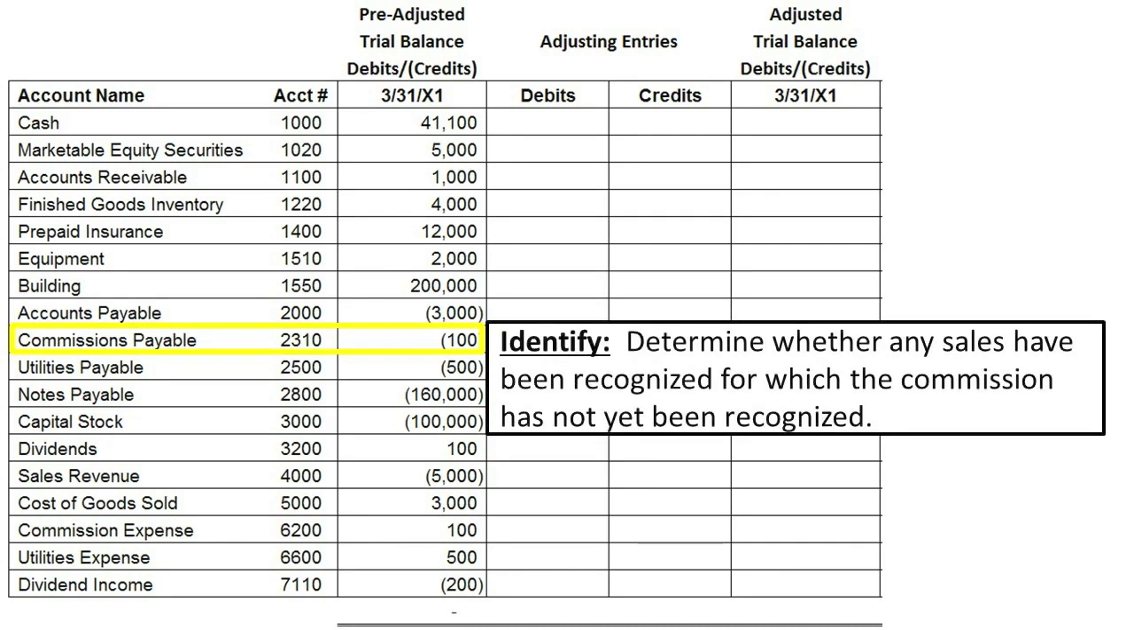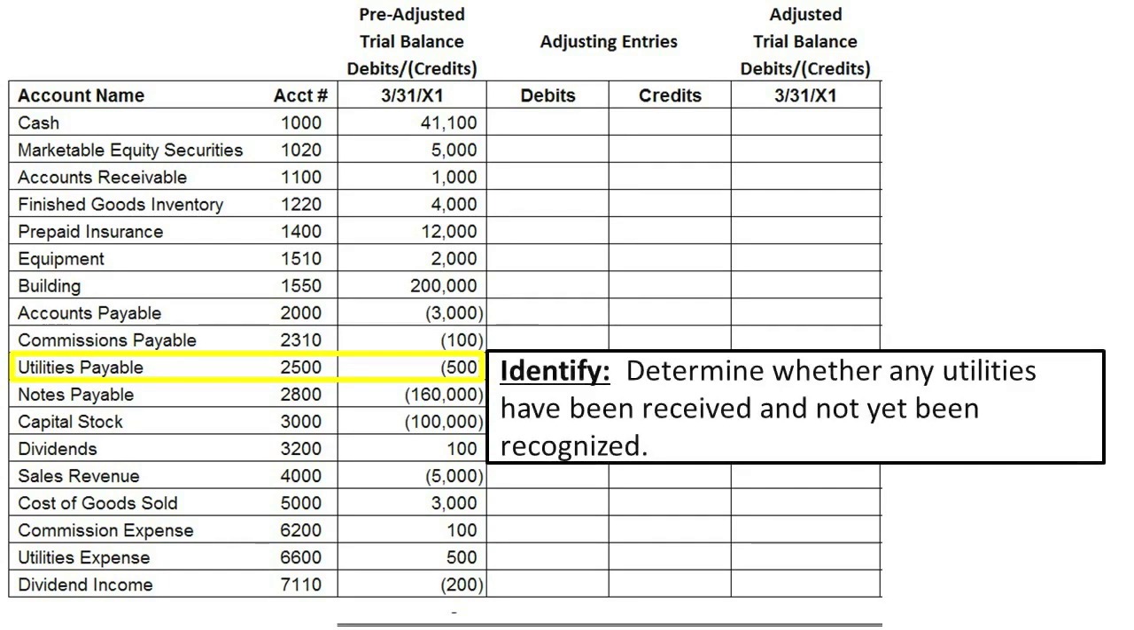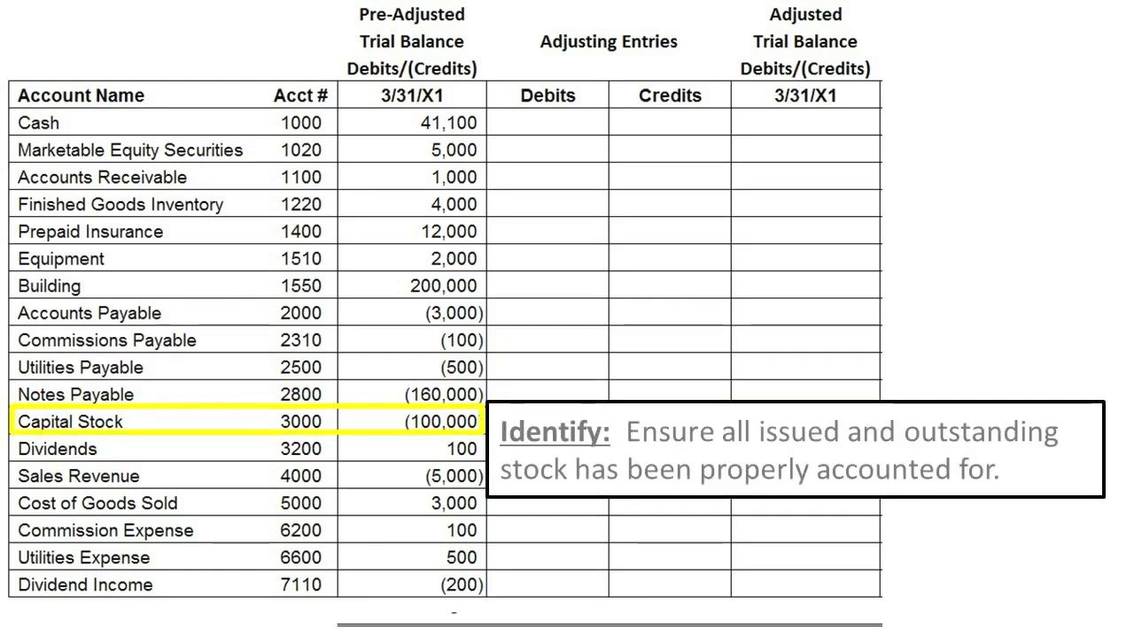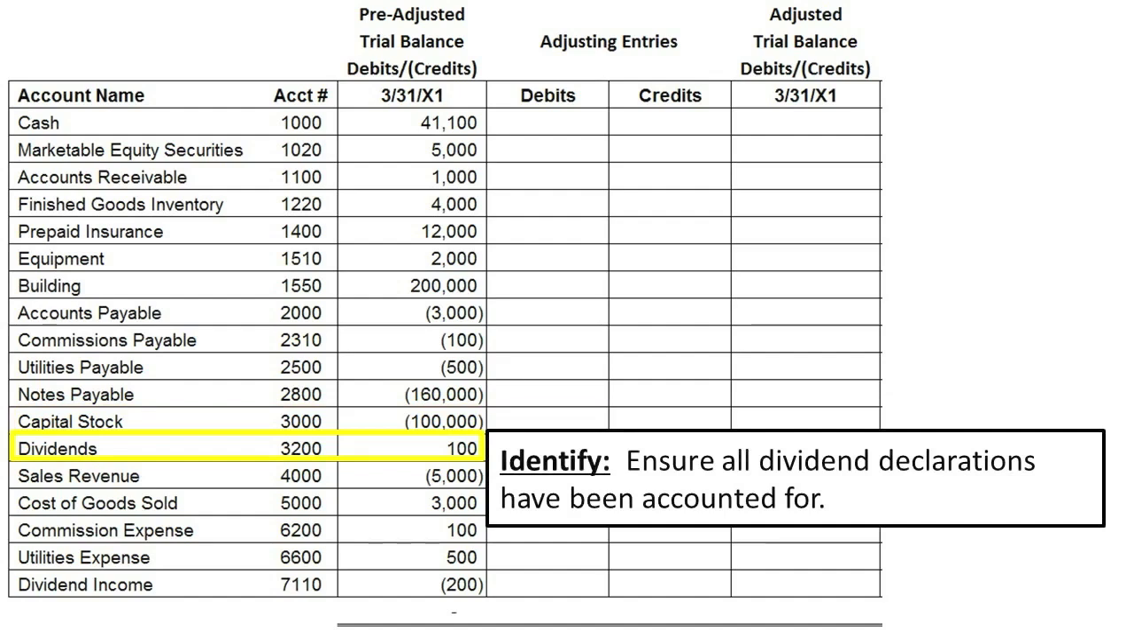Commissions payable. Determine whether any sales have been recognized for which the commission has not yet been recognized. Utilities payable. Determine whether any utilities have been received and not yet been recognized. Notes payable. Determine the amount of interest that should have been accrued and adjust accordingly. Capital stock. Ensure all issued and outstanding stock has been properly accounted for. Dividends. Ensure all dividend declarations have been accounted for.